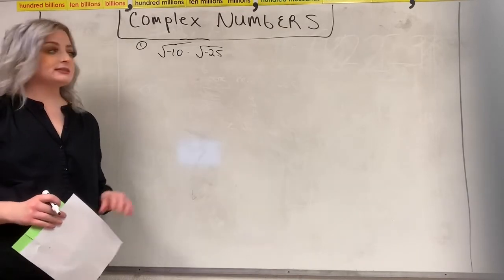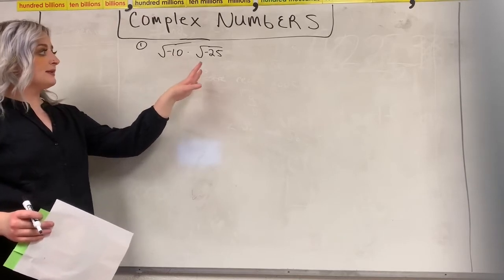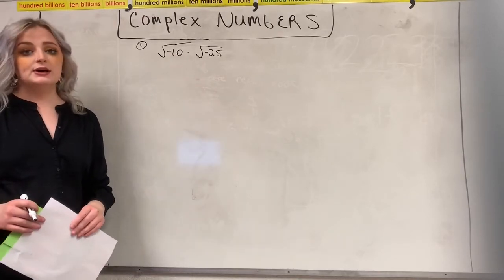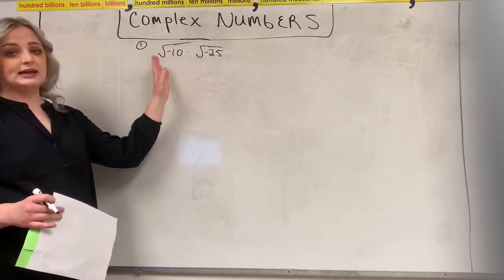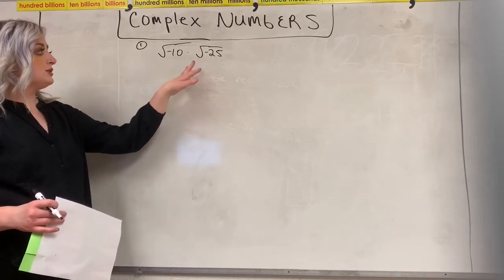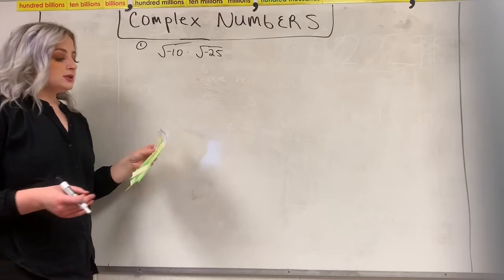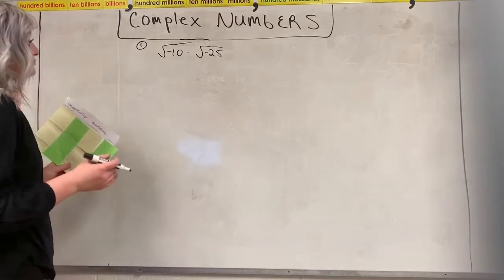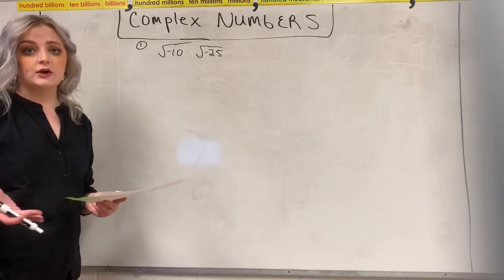Okay, so for my first example, I put example 1, square root of -10 times square root of -25. So since these do not have real roots because there is a negative under the radical, it will not be equal to the square root of -10 times -25. So we need to work this out using our new imaginary number called i.